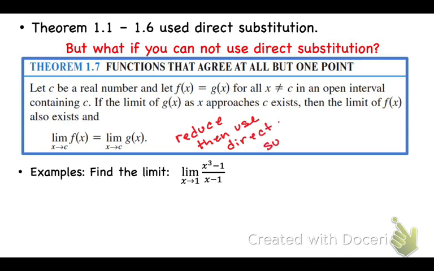Because when I was trying to do these, I would put the 1 in and it would be 1 minus 1 over 1 minus 1. It would be 0 over 0, and then I tried to put in 0, and didn't want to take that either, so I was just like, I don't know. Okay, so reduce, then use direct substitution. Anytime you can reduce, should you always reduce before you do any math? Yes, it just makes it easier, right?